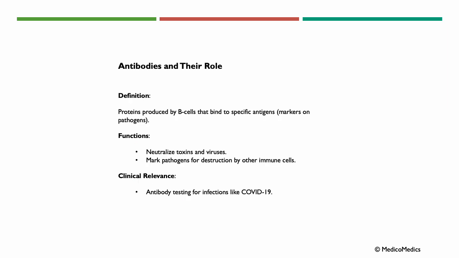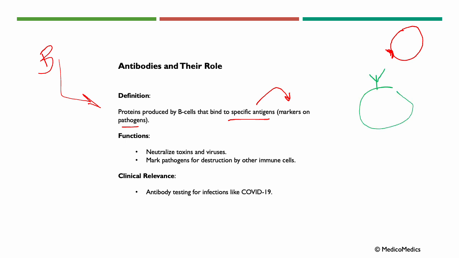Now, antibodies and their roles. So we mentioned that our B cells produce these proteins that bind to specific antigens. Specific antigens means markers on the pathogens. So this pathogen here has something, right? It has a specific antigen on it. And these B cells that have been produced with these antibodies are built to bind specifically to this and destroy this cell.